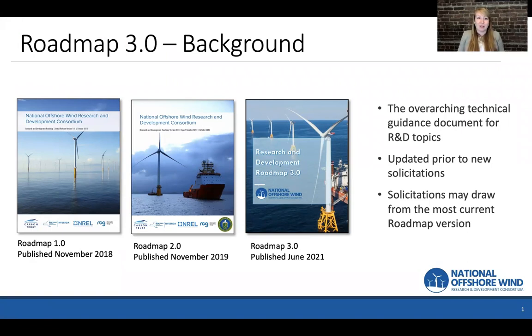If you're not familiar with what the roadmap is for the consortium, it's really our overarching technical guidance document for all R&D topics. These are generally updated prior to new solicitations. As you can see from our roadmap 1.0 and 2.0 to 3.0, these happen every maybe 1.5 years to 2 years. One of the main functions of these roadmaps is that this allows us to put all these different R&D priorities for the industry in one place. And then our solicitations for proposals may draw from the most current roadmap version. So our next solicitation, which I'll talk about a little later in this webinar, would draw from this Roadmap 3.0.